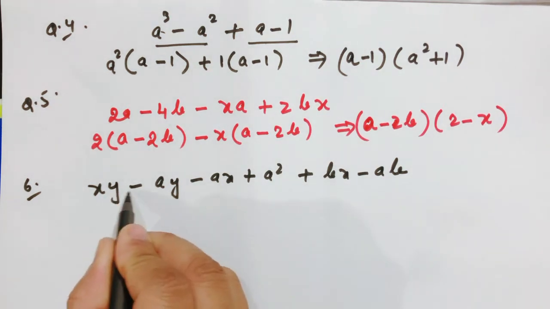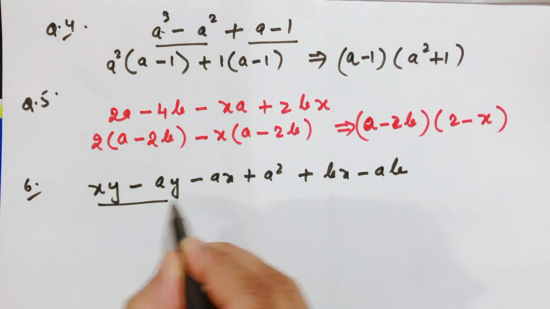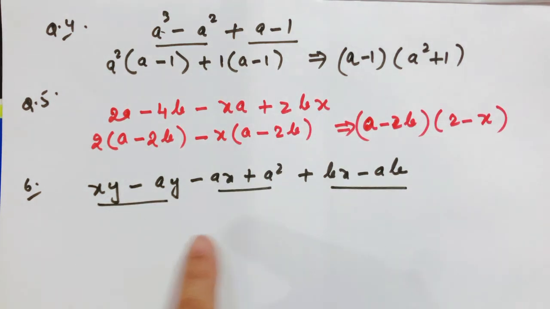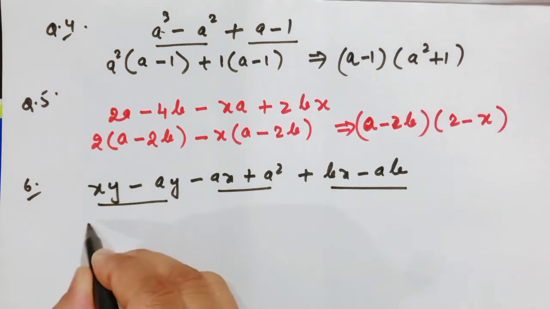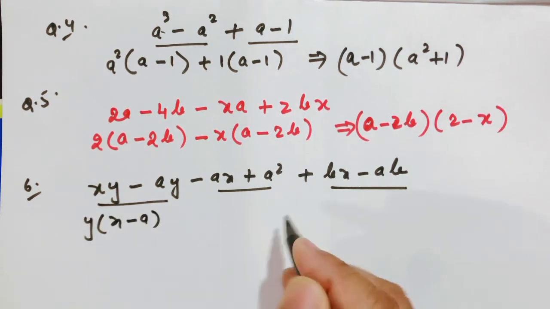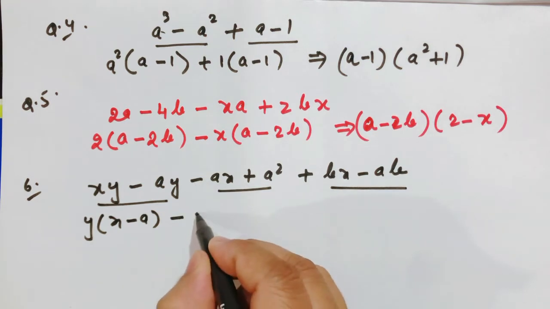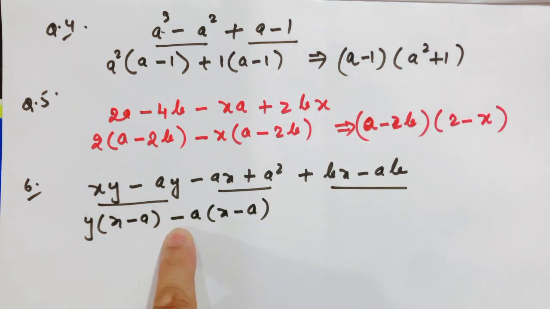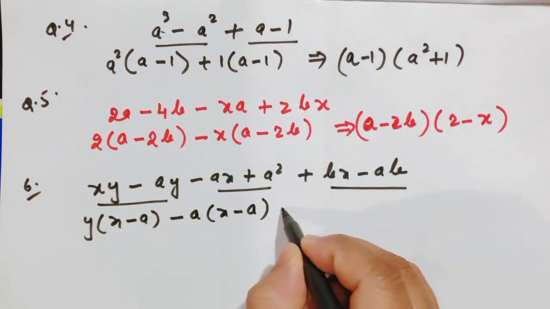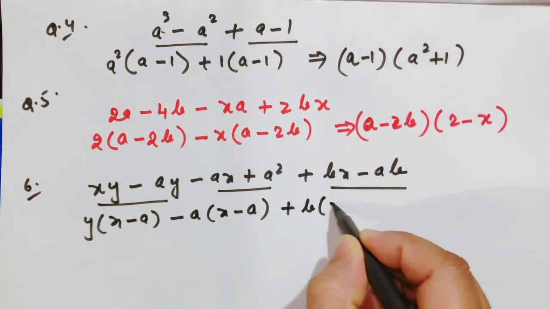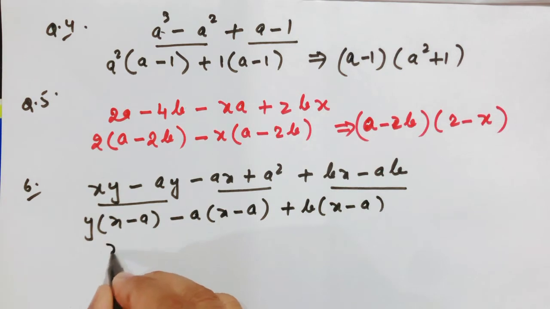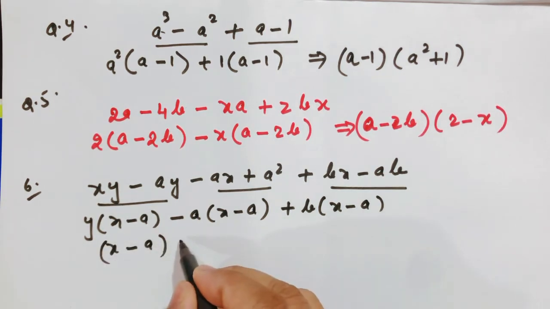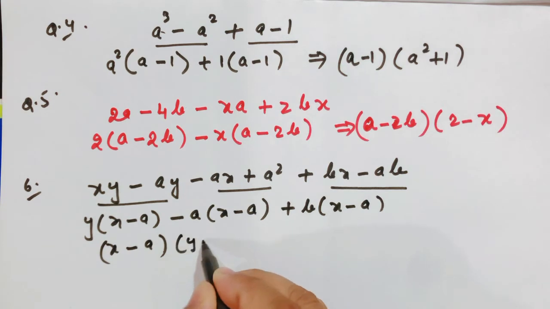So let us take something common. Let us group in twos. See, all are even in number, 1 2 3 4 5 6. So here when you take y as common, you will be getting x minus a. Here we will have to take minus, minus a, so x minus a. When I have taken x, my minus is over here, so what do I find? I found that I have to change sign over here. Plus b, b(x minus a). Okay, so when I take x minus a as common, what will I get? See, x minus a, x minus a, x minus a, so y minus a plus b.